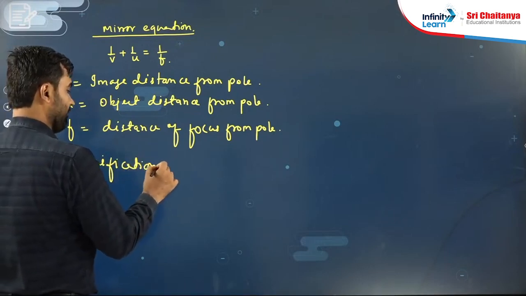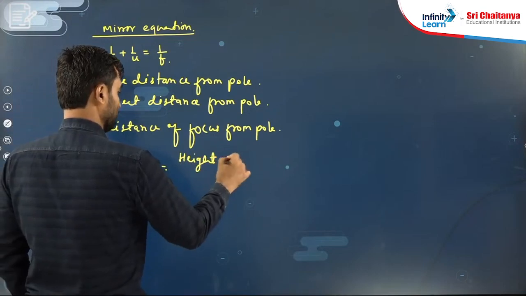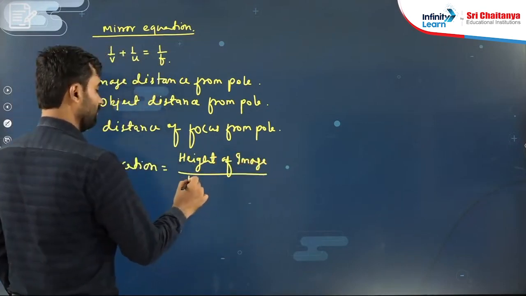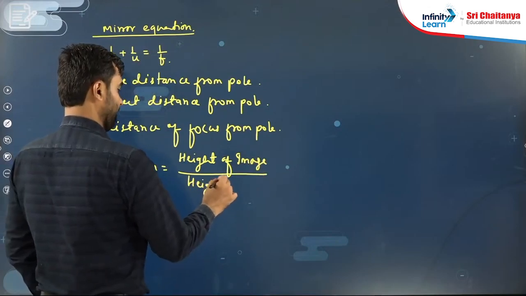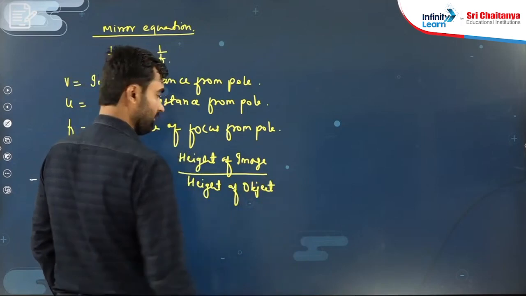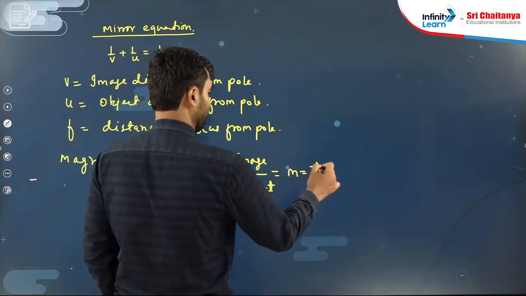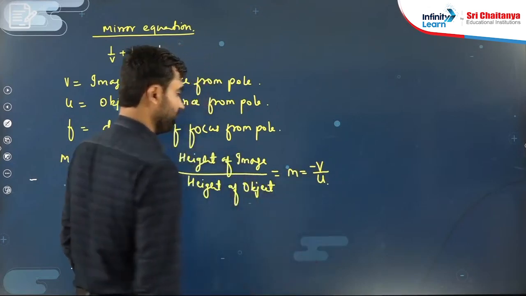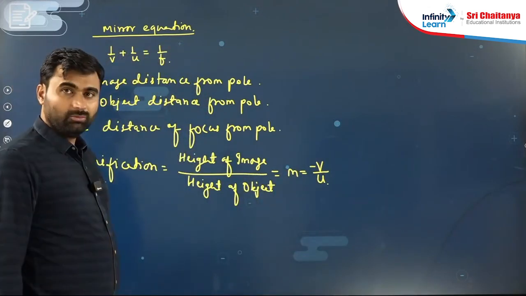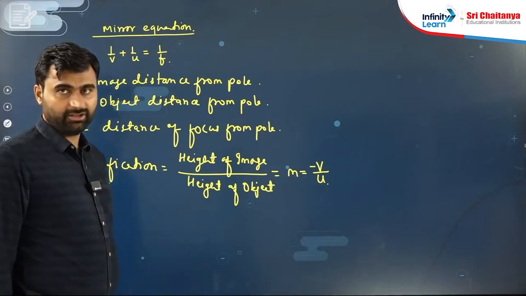Magnification means height of image divided by height of object. Okay, and we represent it by m, and its formula is minus v by u. This is the formula of magnification. One more point you have to remember: erect image and inverted image.